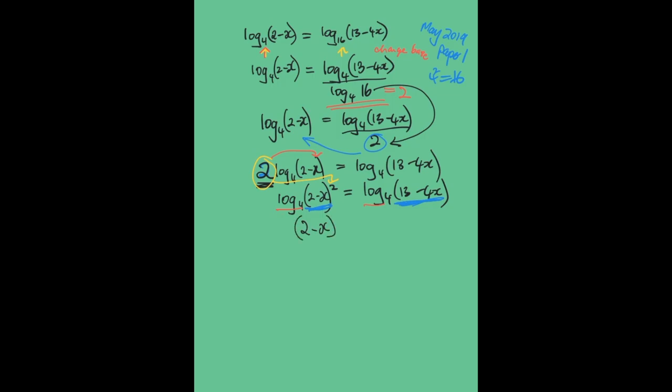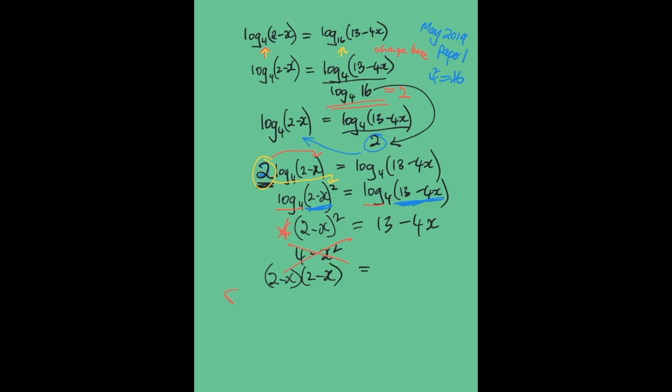So let's just pull that out now. 2 minus x all squared is equal to 13 minus 4x. This is now starting to look a little bit easier. So let's start with this side. 2 minus x all squared is going to be 4 minus x squared. Whoa, don't make that mistake, everybody. This is really 2 minus x times 2 minus x, which is very different.